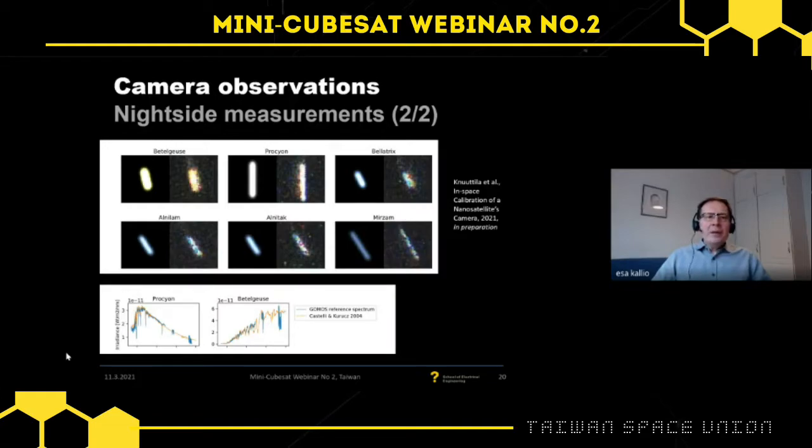When we make a camera model, we model the spectra of the stars by using star occultation instrument data and also different analytical models. And so we have also made a calibration of our instrument in space using the moon and stars.